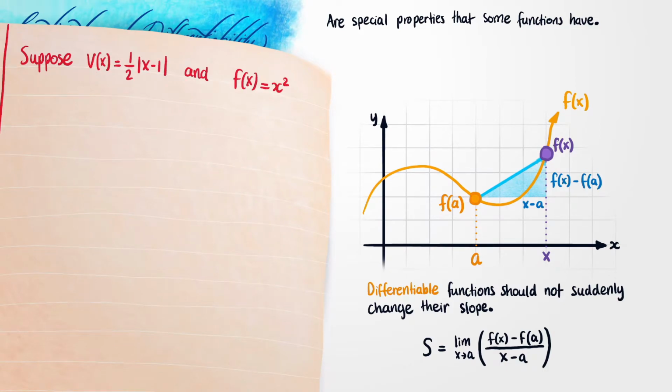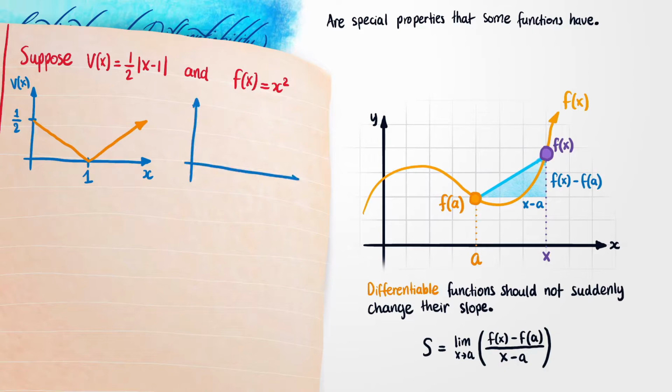So first off, I brought back the exact same v of x that we had before. And the second function I have here is just a really simple parabola. Now this time I'll just start by drawing both of their graphs. I hope you'll agree that this function over here does not look smooth. But this function over here actually does look pretty smooth. In both cases, I'm going to test whether each one is smooth at x equals 1.